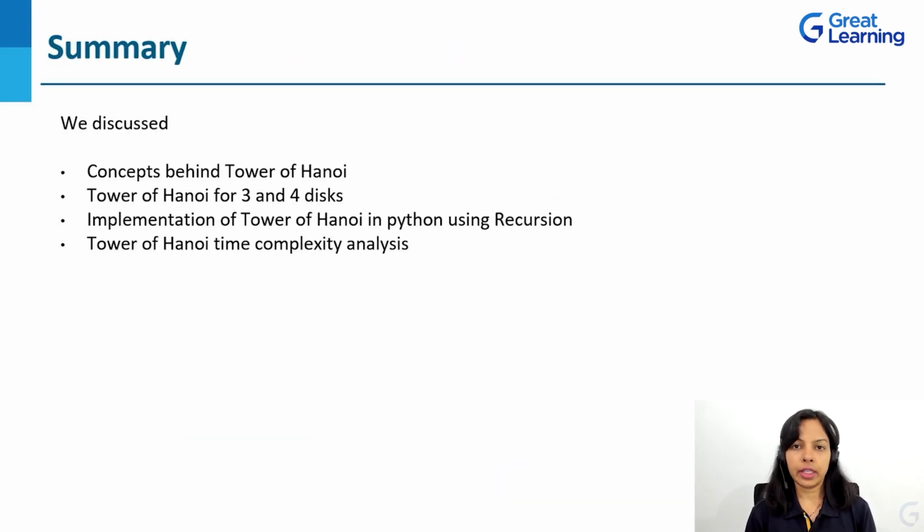Okay, so now let's summarize the content. In this session, we discussed the different concepts of Tower of Hanoi. That is, what is Tower of Hanoi, what is the puzzle or the game behind it, what is the source state and the final state for the Tower of Hanoi problem, and how we can solve the Tower of Hanoi for n disks, for 3 disks, and also for 4 disks. Then we discussed its implementation in Python, and also how we can implement it using the concept of recursion. So all this was discussed.